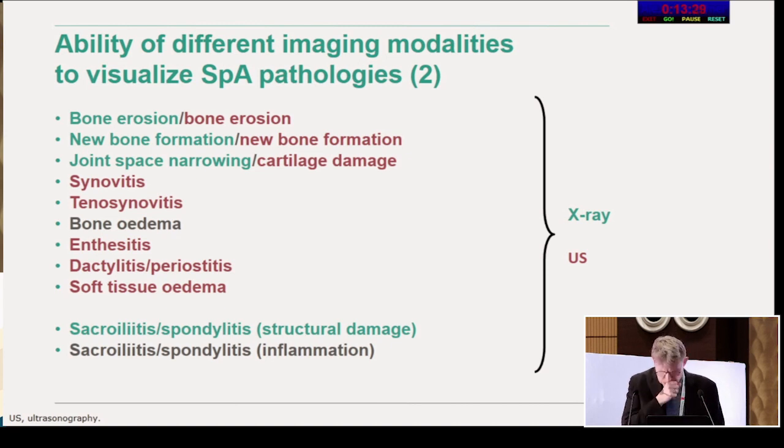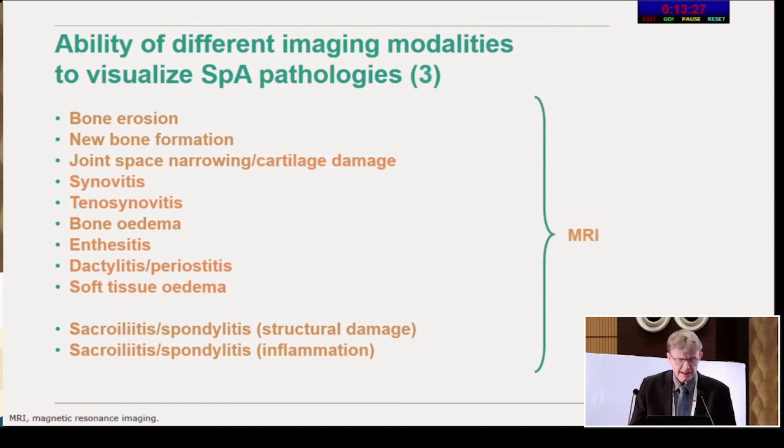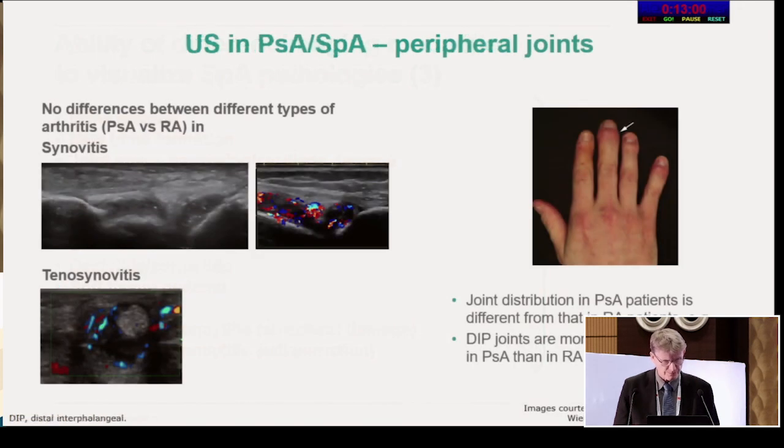MRI has the advantage of being able to visualize all the different manifestations, both in the axial and the peripheral components, but of course has a limitation in being fairly expensive, and thereby is not always accessible. But it is an advantage that you can see all, including inside the bone and in the axial joints.